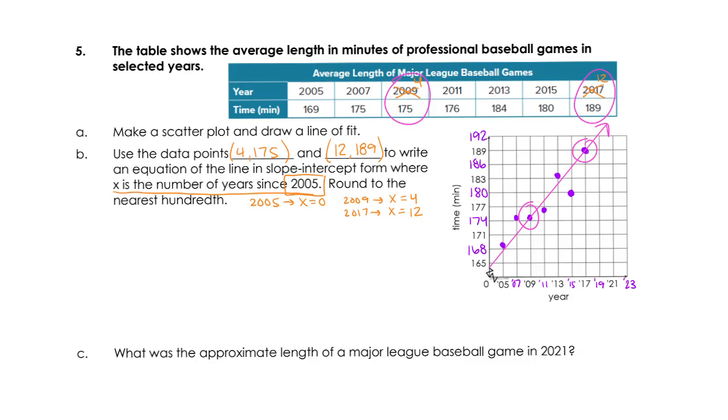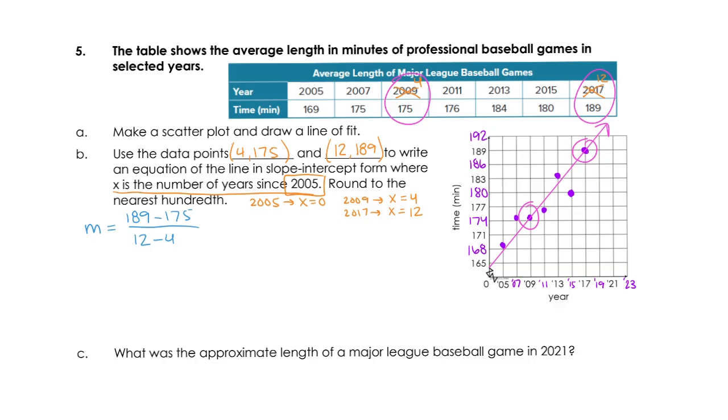We also have to round to the nearest hundredth, which we'll talk about when that comes up. Now that we have our ordered pairs, it is just like what we did on number 4. First things first, in order to put it in slope-intercept form, we have to know the slope. So m equals, there are my 2 ordered pairs up there, 189 minus 175 all over 12 minus 4. My top number becomes 14, and my bottom number becomes 8.